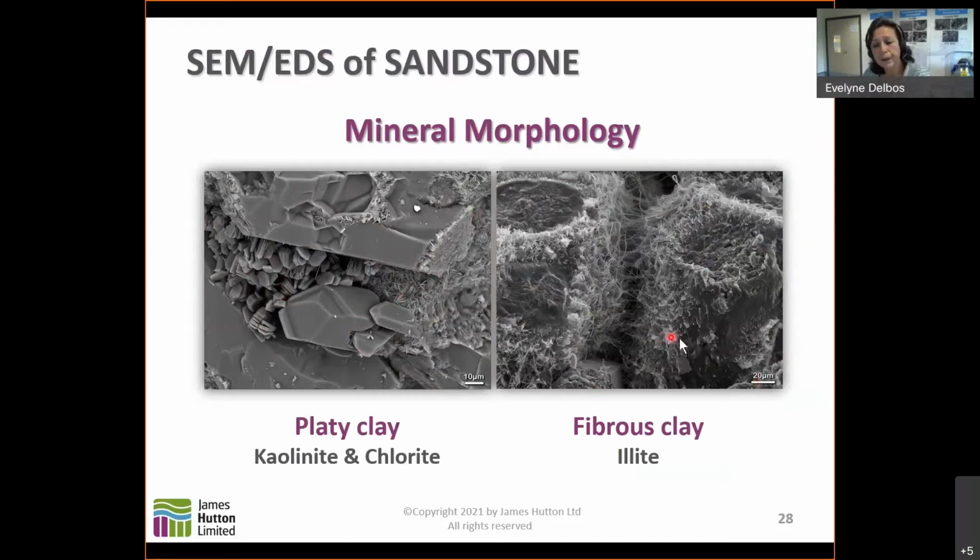Another type of clay is with a fibrous morphology. This time it is illite, and you can see that this is a sand grain. This is another sand grain, and you can see that the pore space between the two is bridged by these fibers. So very important to know this.